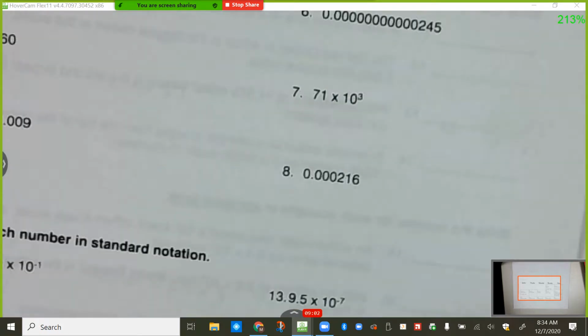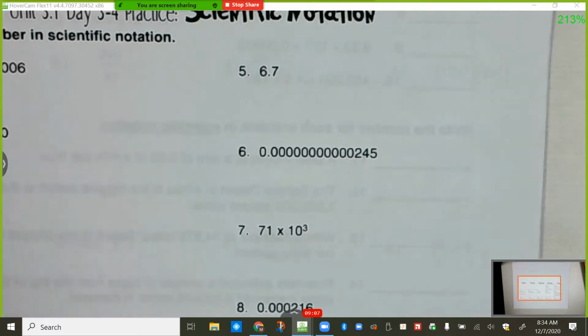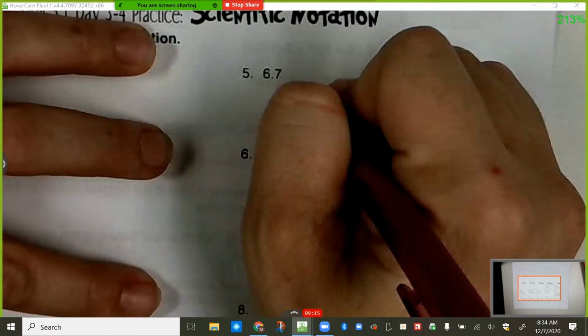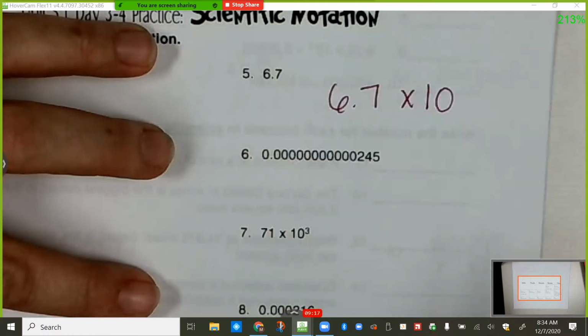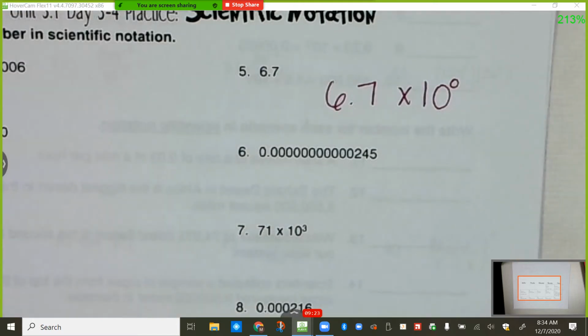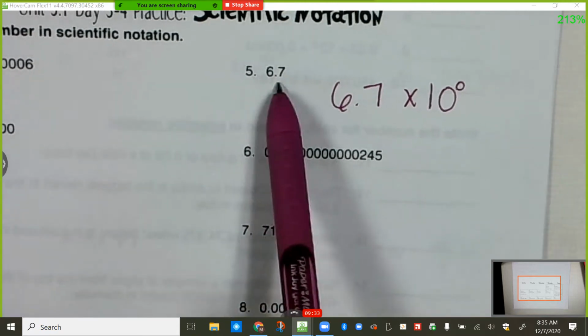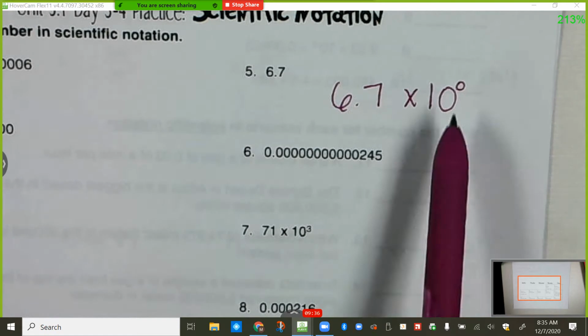So if we flip to the practice, look at number 5. Do we need to move this decimal at all? Or is it in the right spot for scientific notation? It's already in the right spot. So how many times did we move the decimal? 0. That's the correct scientific notation form. So if you ever have anything to the 0 power, what does that equal? 1, right? Anything to the 0 power is 1. So 6.7 times 1 equals 6.7. So did it work? Yeah, this is the scientific notation.